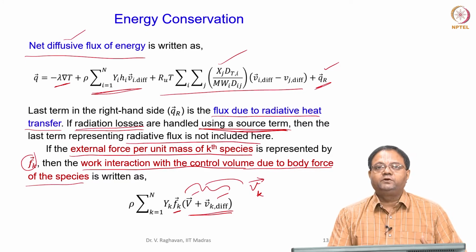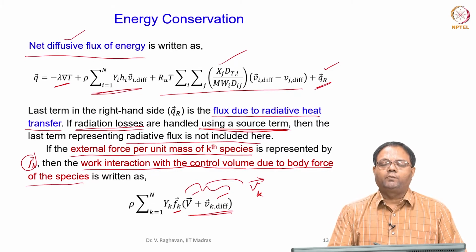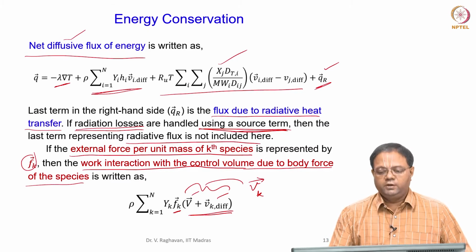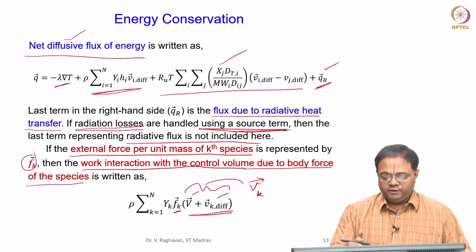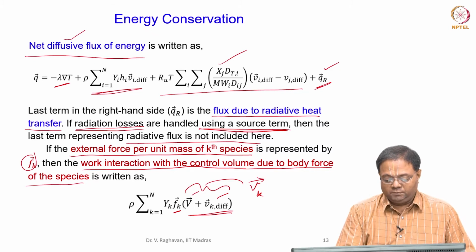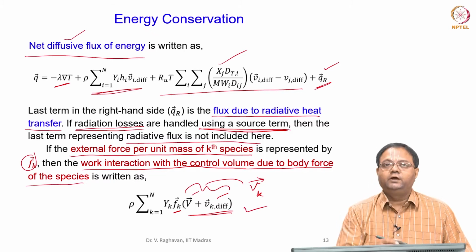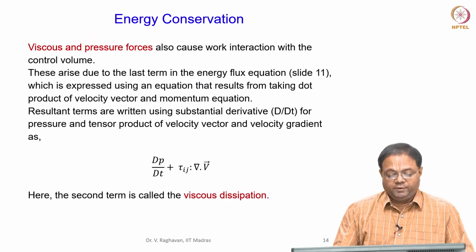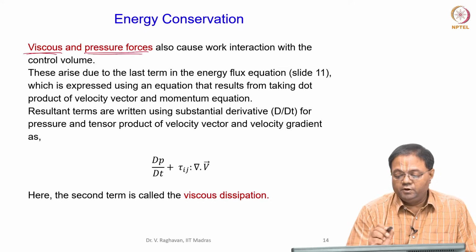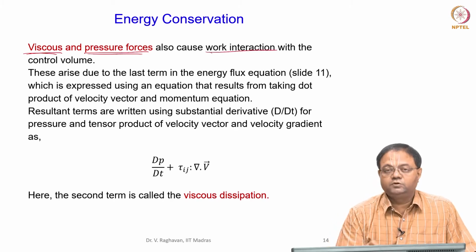Each and every species has its own force, its weight, basically body force. For example, carbon dioxide has a molecular weight of 44, so it may contribute to more external force than hydrogen, which has the molecular weight of 2. So now this term is the external work, and normally we have to add this to the work terms basically. Similarly, the viscous and the pressure forces will also contribute to the work interaction.